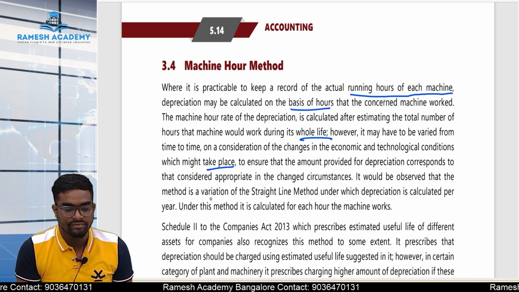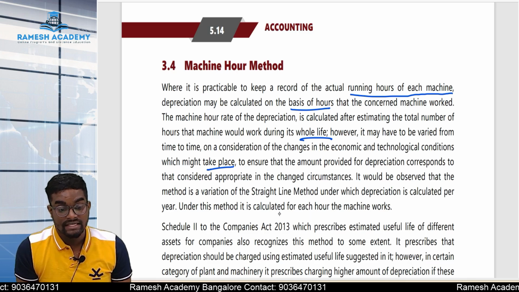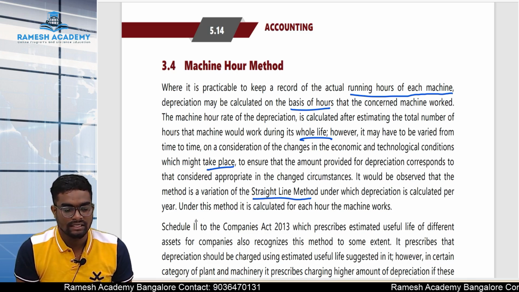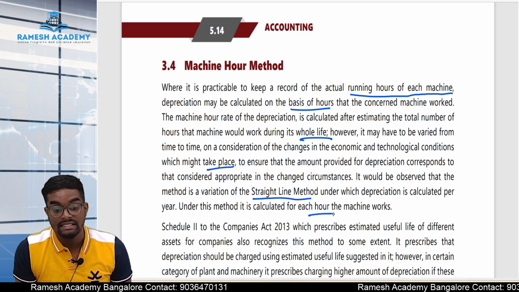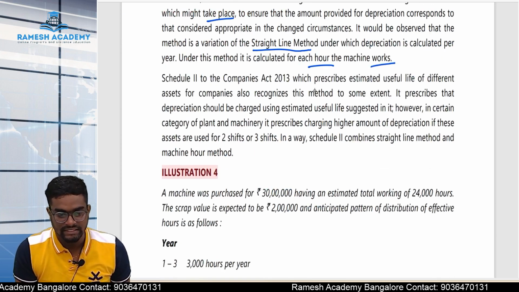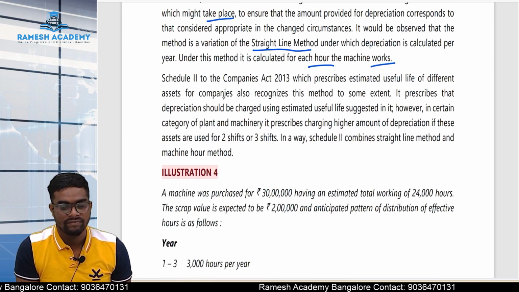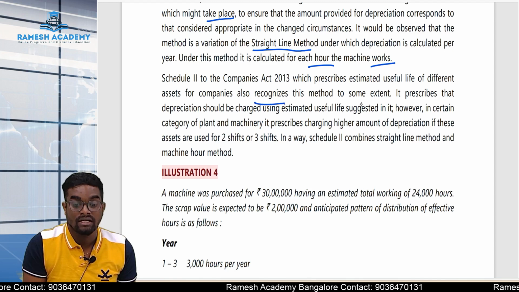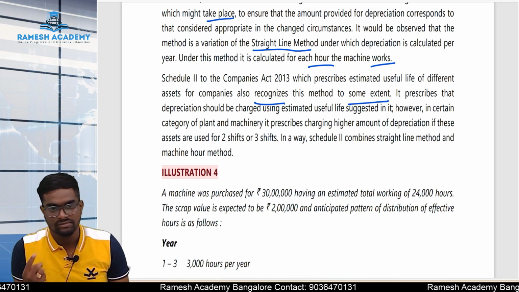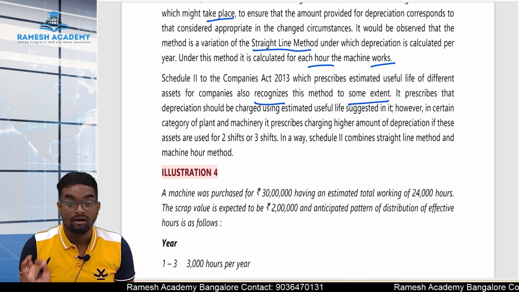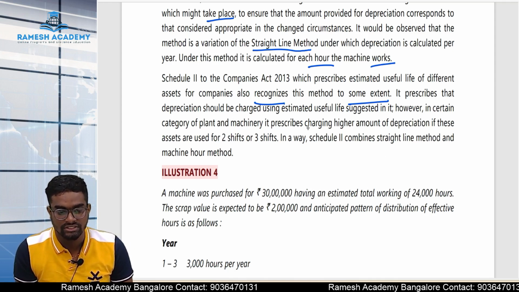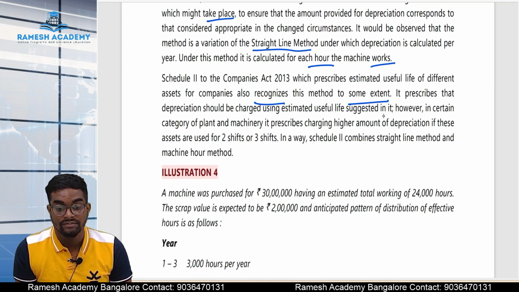It would be observed that this method is a variation of the SLM, under which depreciation is calculated per year. Under this method, it is calculated for each hour that the machine works. Schedule 2 of the Companies Act 2013, which prescribes estimated useful life of the different assets for companies, also recognizes this method to some extent. So normally in the Companies Act we follow two methods, which are SLM and WDV, but it also recognizes this method. It prescribes that depreciation should be charged using estimated useful life suggested in it.